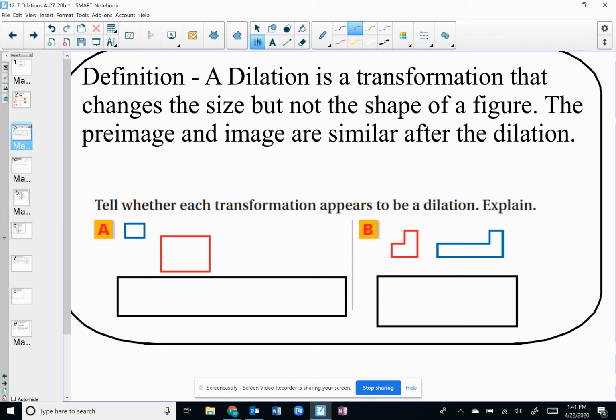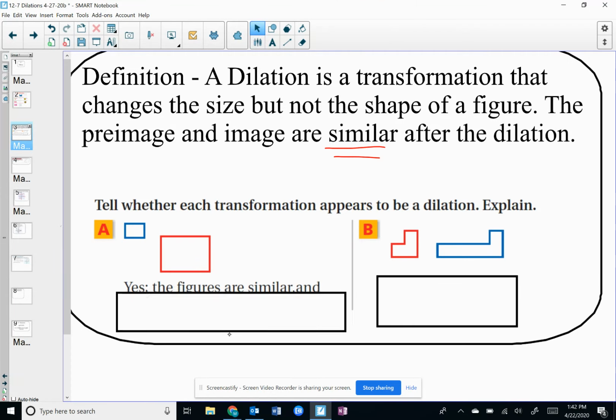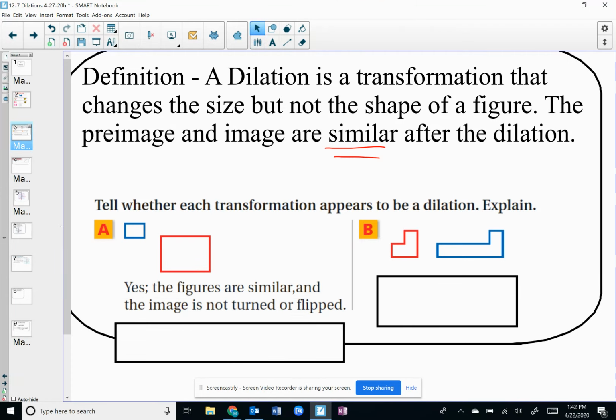Size but not shape. The pre-image and the image are similar after the dilation. Remember that word similar from earlier? Similar triangles have the same shape, different sizes. And so, again, the shape should not change, just the size. So this rectangle, when it's dilated from the blue to the red, yes, and the image has not been turned or flipped.